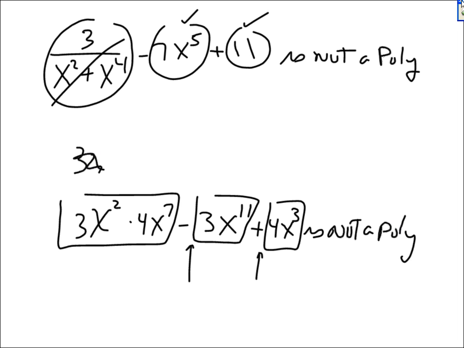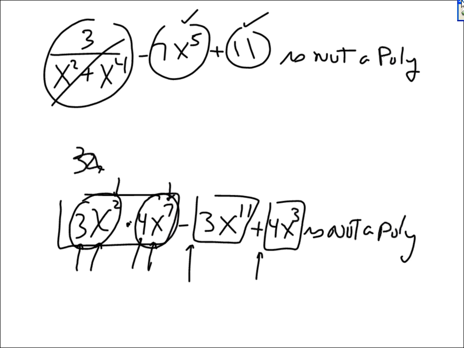And I'm not going to argue that this is not a number times x to an allowable power. I won't argue that that's a monomial. But a polynomial is the sum or differences of monomials. This is a product. This is a product.